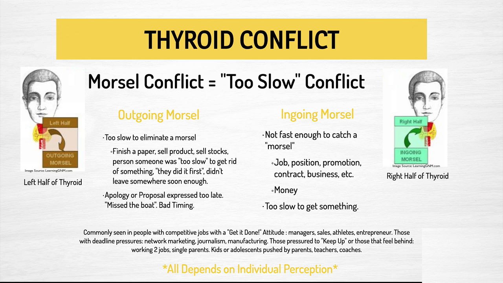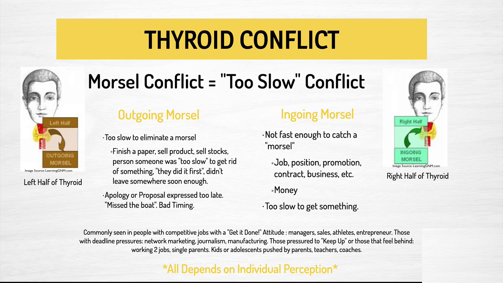So these type of issues are commonly seen with people who have competitive jobs with a get it done kind of attitude. So managers who have quotas to meet and things that they need to push other people to do. Sales representatives, athletes, entrepreneurs, people with deadline pressures, network marketing. You see these people that need to sell a certain amount by a certain date so they can move up in their company. And if they don't do it, if they're not fast enough to catch the morsel, or if they were too slow to get it, you can see how this would cause a conflict.